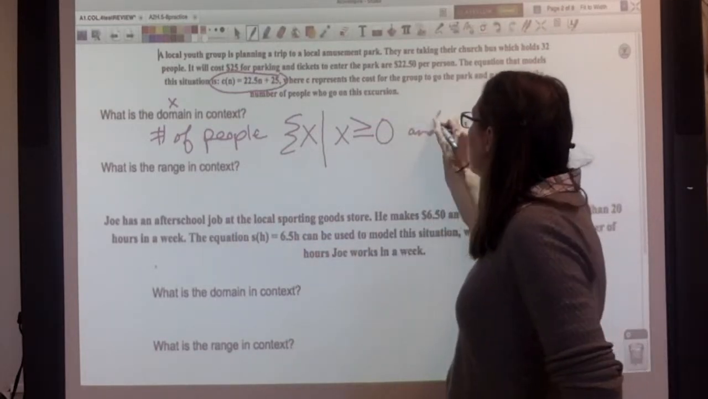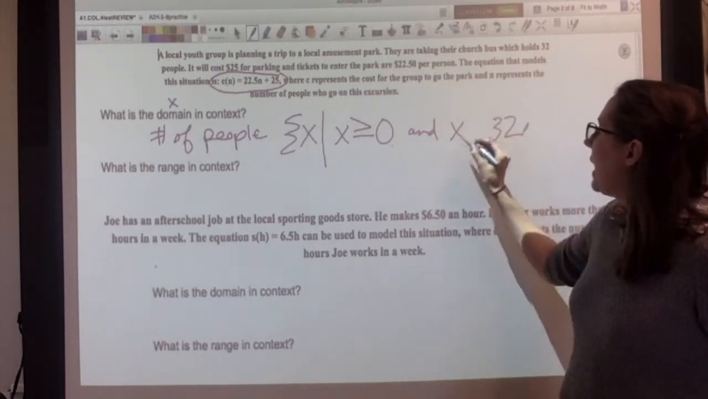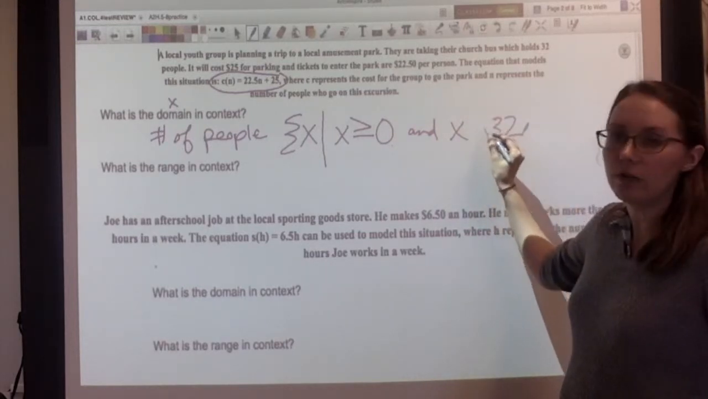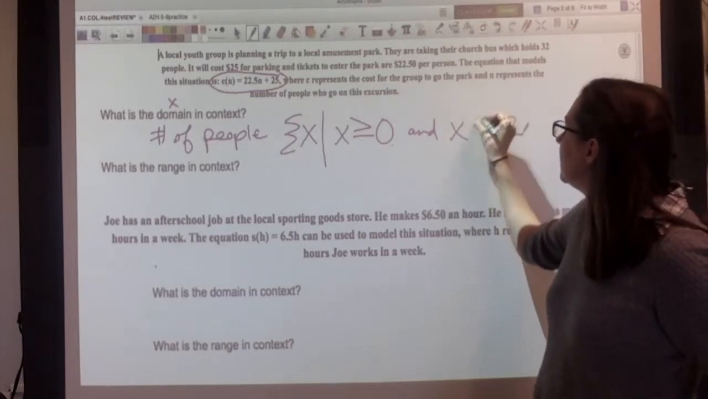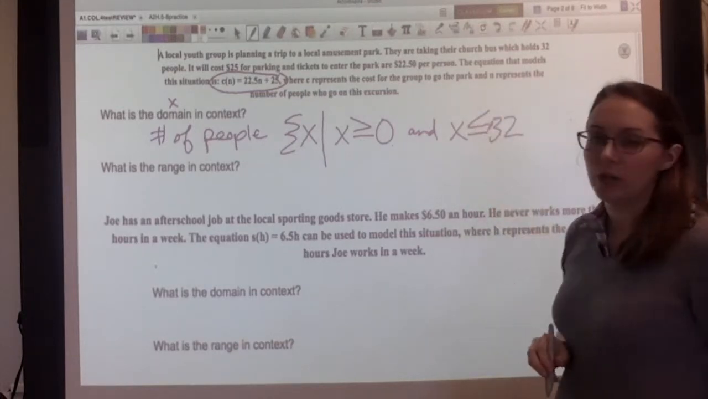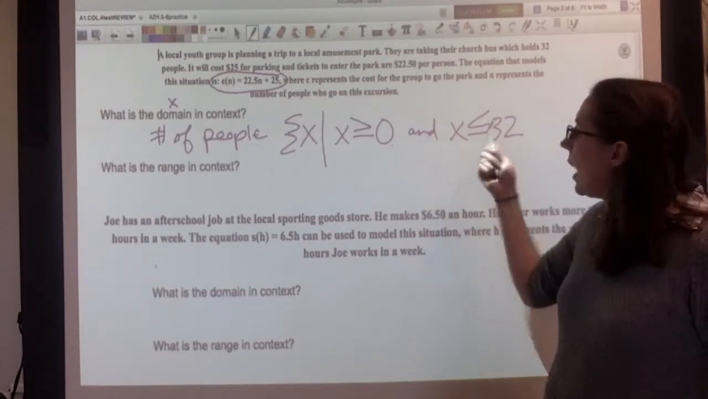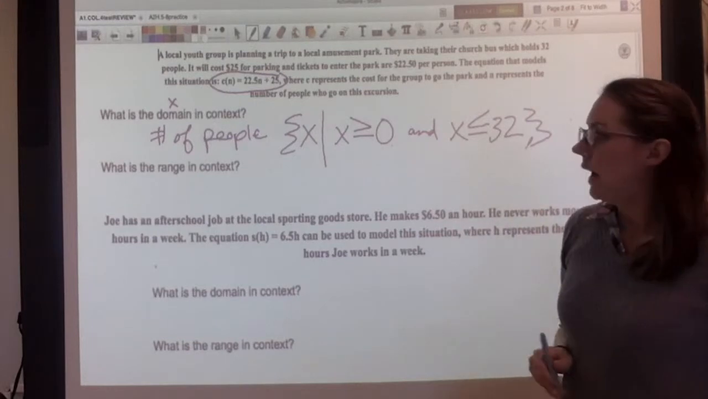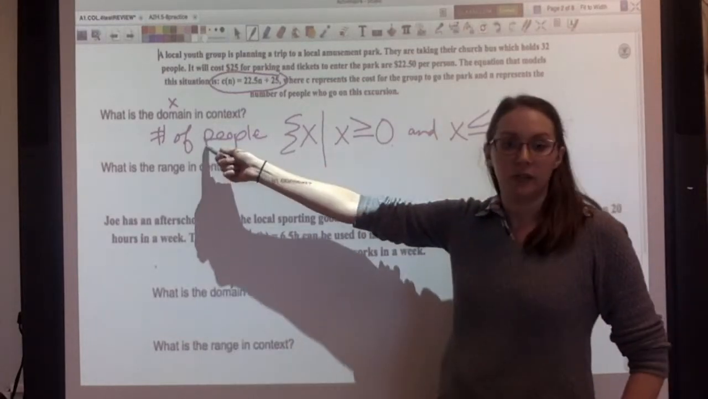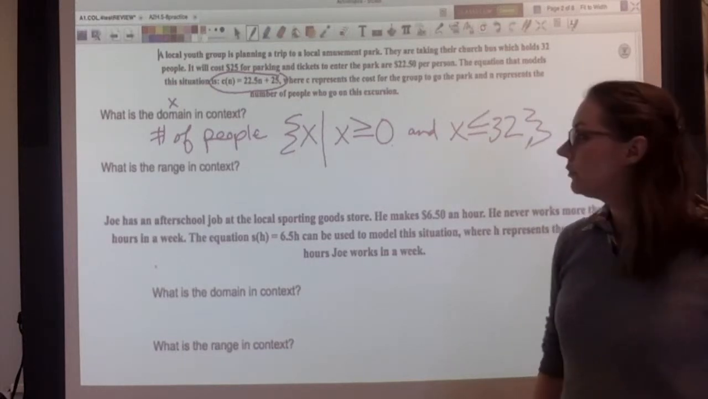So I'm going to write the word "and" for now. I'm going to do x, and I'm going to do 32. Now my amount of people can't be greater than 32. It has to be less than 32 or equal to that 32. Okay, you can have 31, 30, 18. You cannot have 33. And there's my domain and context. Okay, number of people and my minimum and maximum written in set builder notation.